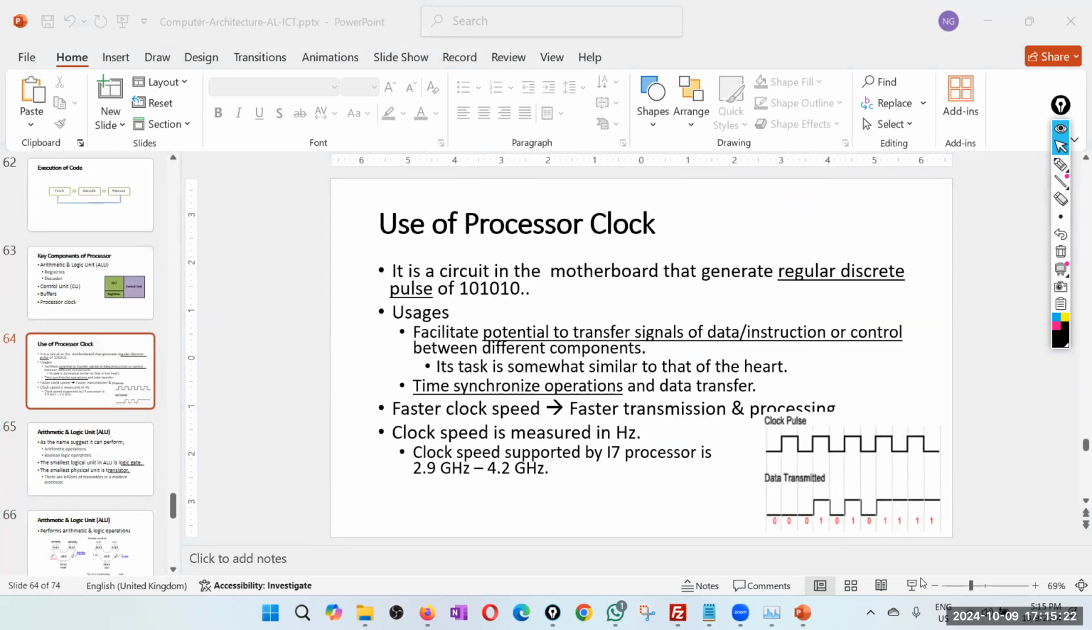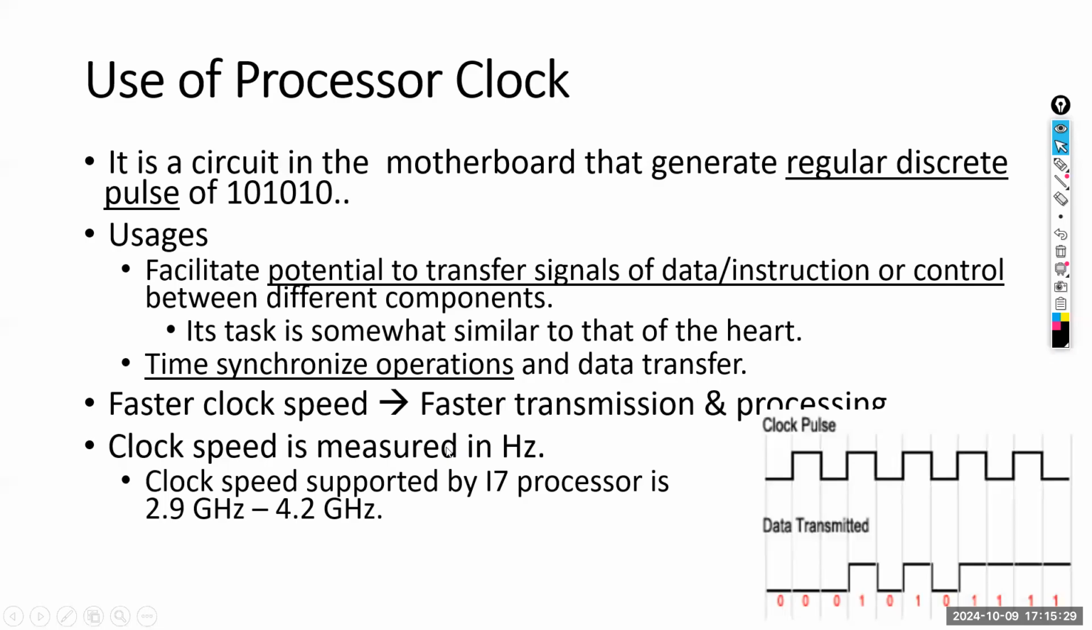Okay, so that is the purpose of the processor clock, or sometimes we call it the system clock. It's doing a similar task as your heart. Generate that potential for representing your data in digital signals and sending it through different digital circuits. Okay.